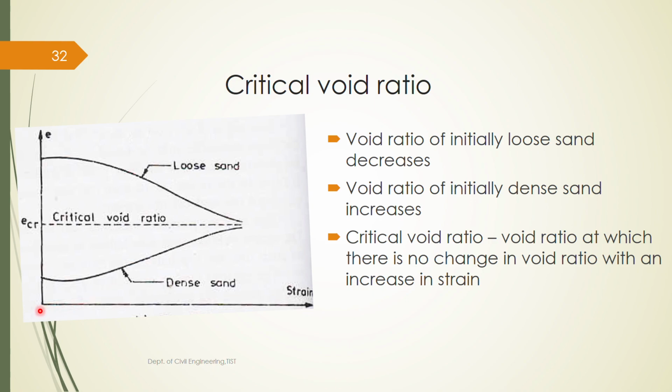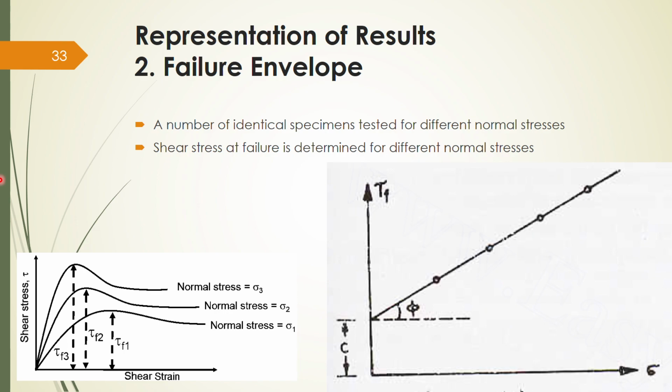Even if there is an increase in strain, the void ratio is not changing. So what is critical void ratio? It is the void ratio at which there is no change in void ratio with an increase in strain. So that is critical void ratio. Now the second representation of the result is using the failure envelope.